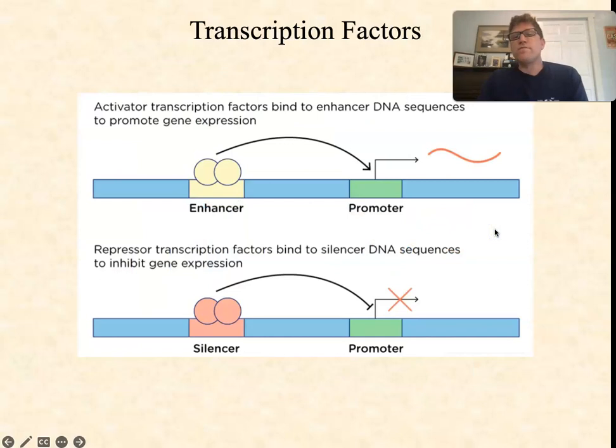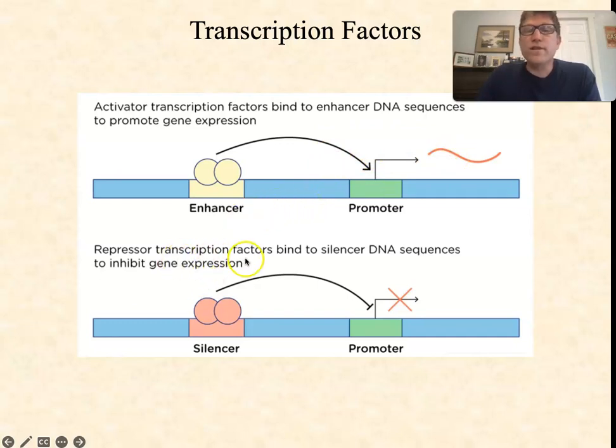Transcription factors, these gene regulatory proteins, are really important targets of signaling pathways. So, for example, transcription factors that are called activator transcription factors will bind to a sequence of DNA just upstream of the promoter called an enhancer. And by binding to the enhancer, they actually enhance the binding of RNA polymerase at the promoter, and therefore enhance the transcription. They upregulate the expression of that particular gene.